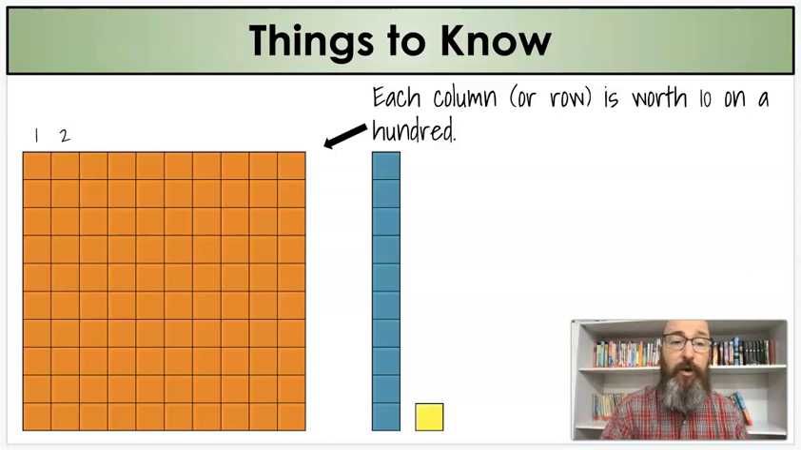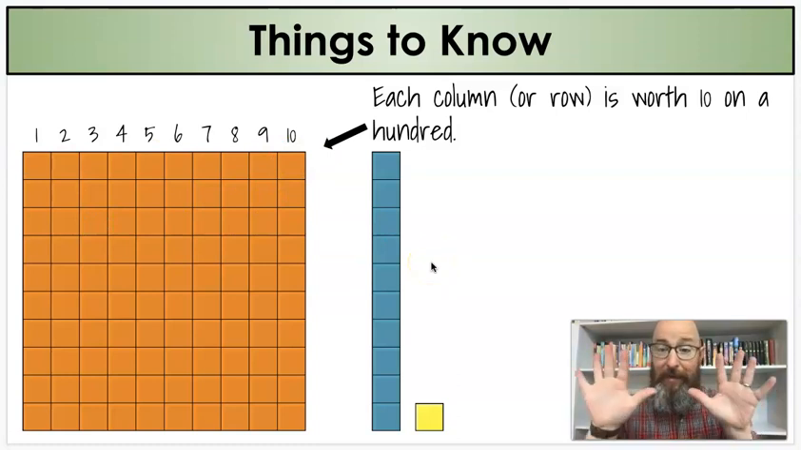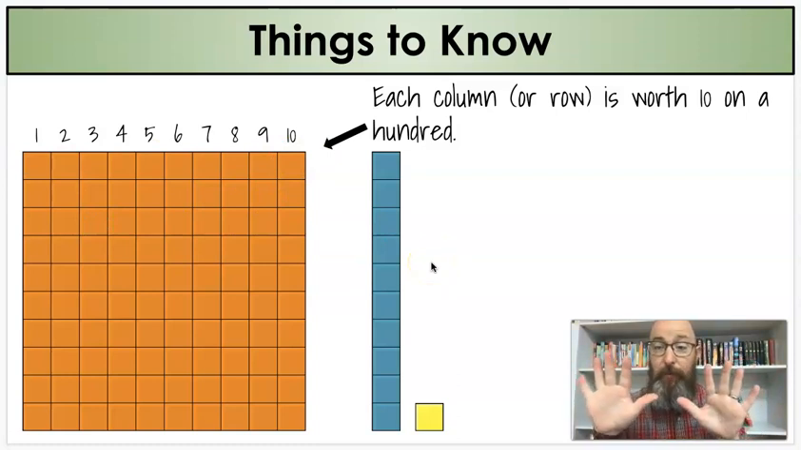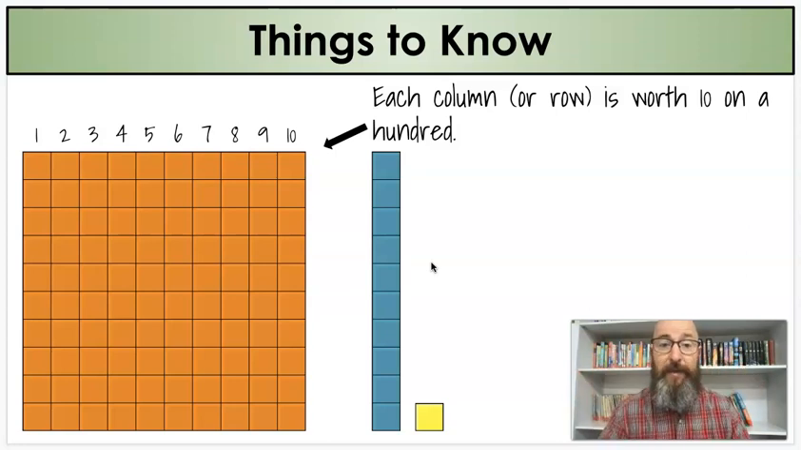And so each row or column is worth 10, and we have 10 columns. So that's 1, 2, 3, 4, 5, 6, 7, 8, 9, 10. And we can see 10 columns. And of course, each one is worth 10. So if we counted by tens to 100, we would know 10, 20, 30, 40, 50, 60, 70, 80, 90, 100. That's 10 tens, which means 10 of these equals 100.